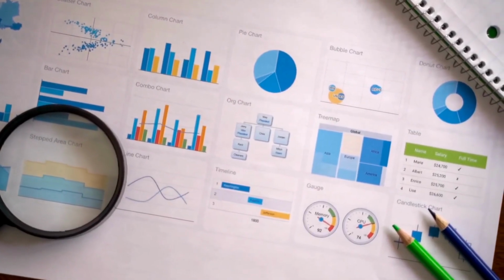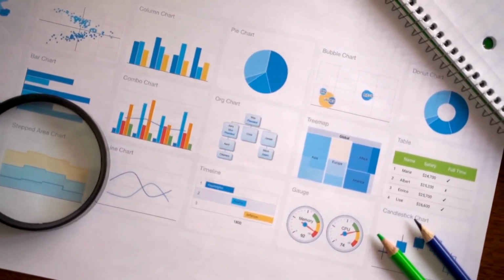In this video, we will be discussing the difference between quantitative and qualitative research. These are two research methods that are commonly used in various fields to gather and analyze data, but they differ in their approaches and the types of information they provide.